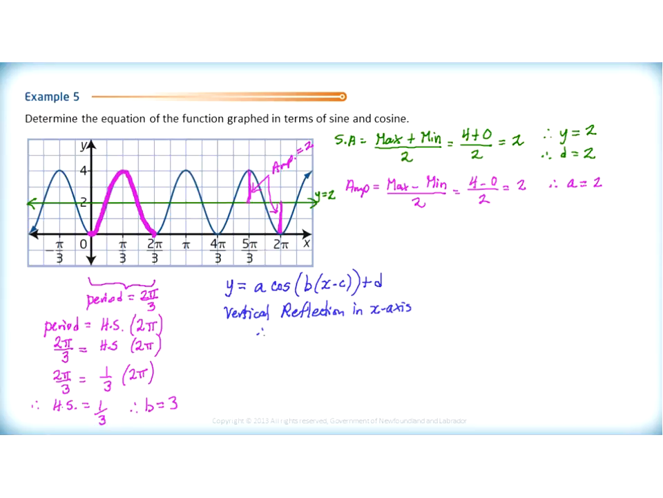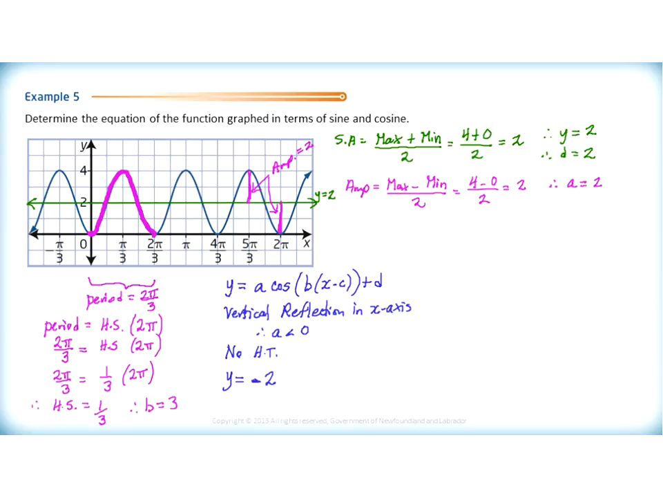So that tells me that the value of A must be less than 0. And there is also no horizontal translation in this case. The normal graph of cosine begins when x is equal to 0, and this is also true for this function. It begins when x is equal to 0. So the equation then would be given by y equals a negative because of the vertical reflection.